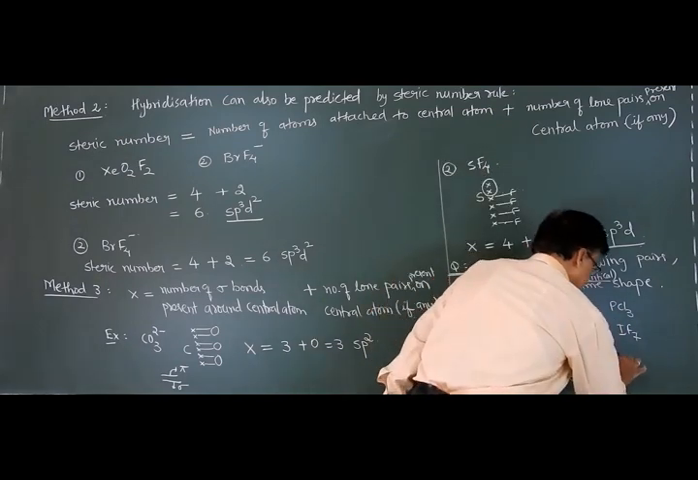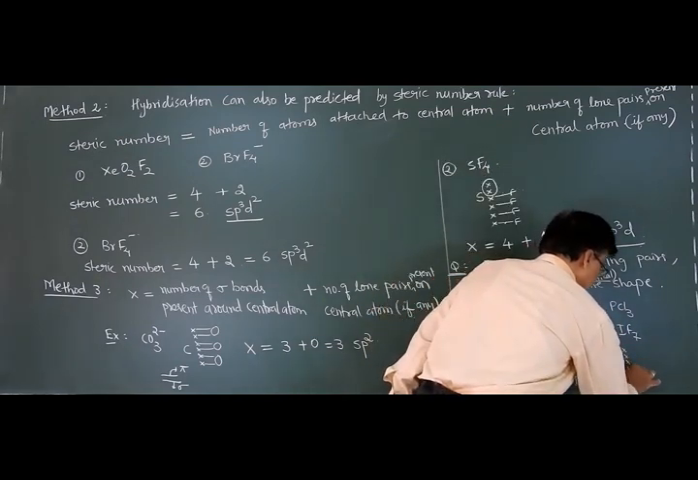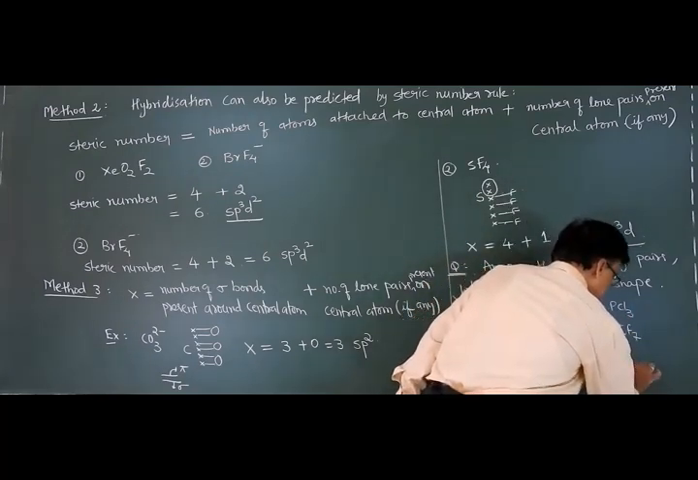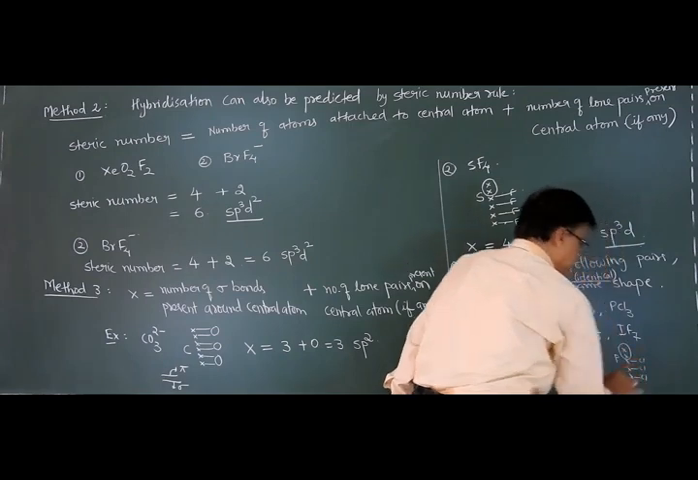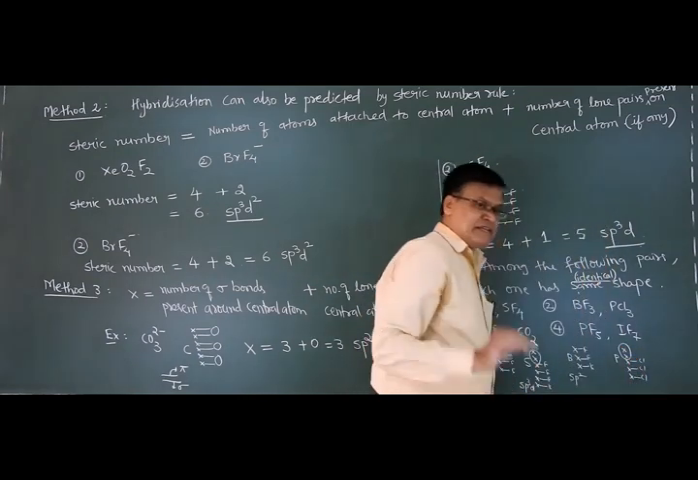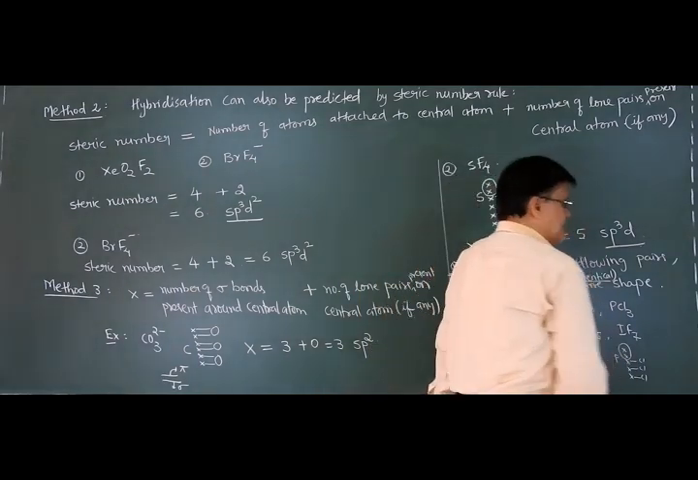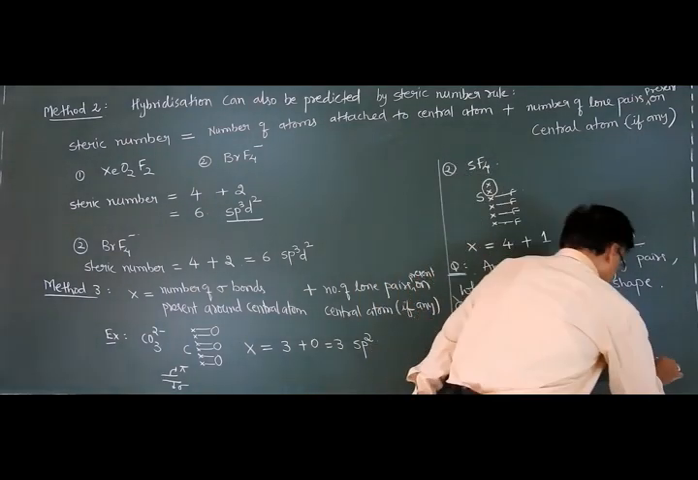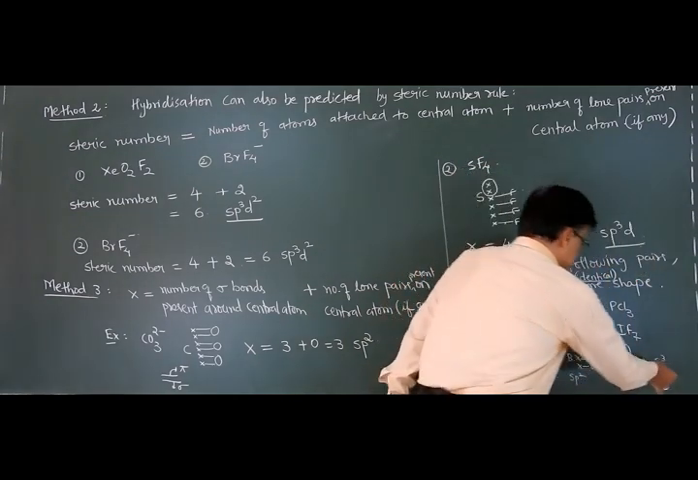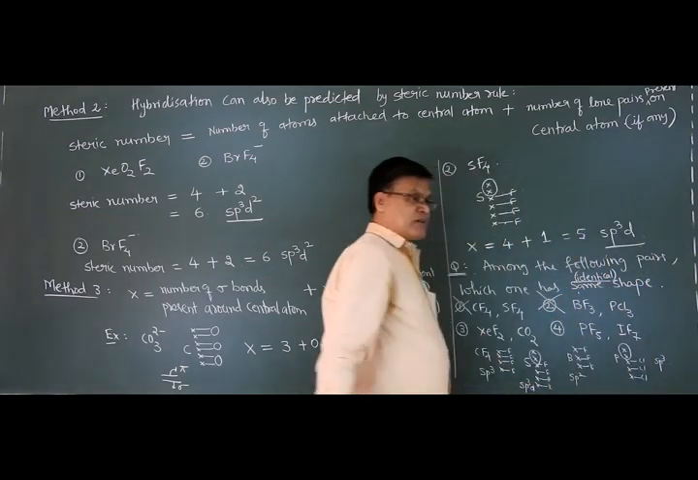Phosphorus has 5 valence electrons, and chlorine is 3. 1 lone pair. Now see here, 3 sigma bonds, 1 lone pair. 3 plus 1 is 4, and 4 means sp3. This is sp2 and this is sp3. This is also not correct.